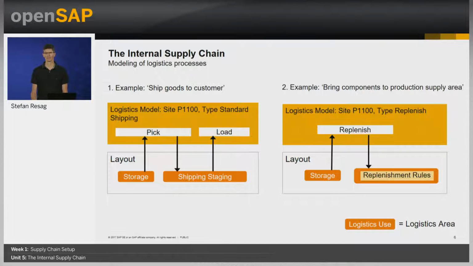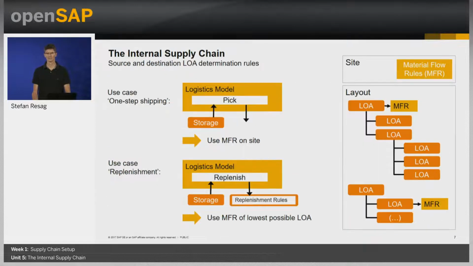Now to the second example. For a replenishment task, you remember that the replenishment rules were defined for the target logistics area. Therefore, the target logistics use does not have to be defined in the logistics model. Nevertheless, you'll need to define the source logistics use. There is one element missing.